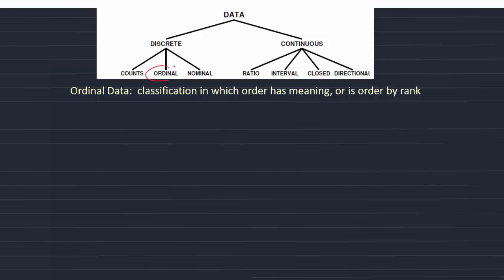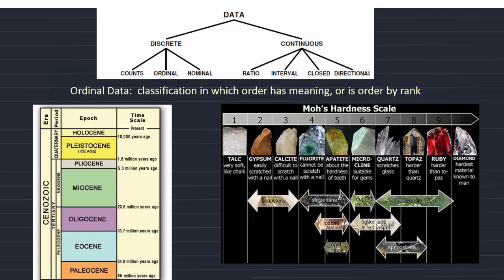Moving on to ordinal data. Ordinal data is a form of classification in which order has meaning. It's ranked in a certain order that has significance. For example, in stratigraphy, we classify different stratigraphic sequences in the order in which they were deposited. You may see a Pliocene layer below a Pleistocene layer. They're ordered because the Pliocene layer was deposited prior to the Pleistocene, but there are no real quantitative values associated with those names in particular.